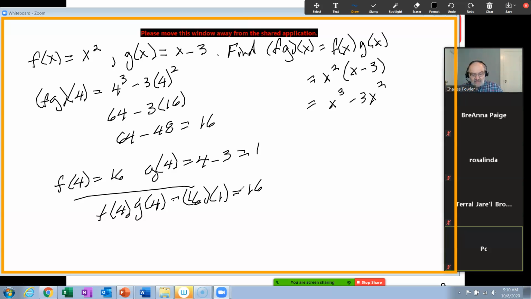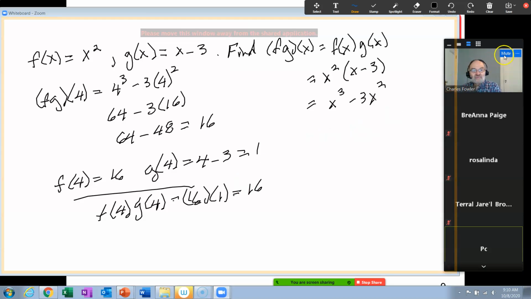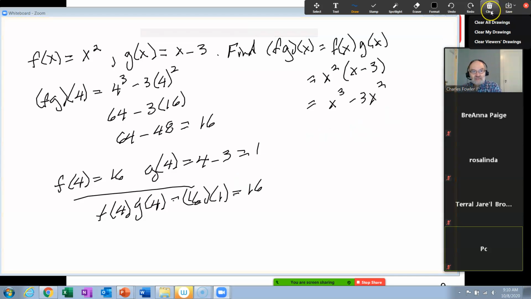Okay? And again, after example 3, there is a checkpoint. Do it. Now let's do the quotients. So let's clear the screen. Any questions on this before I clear it?